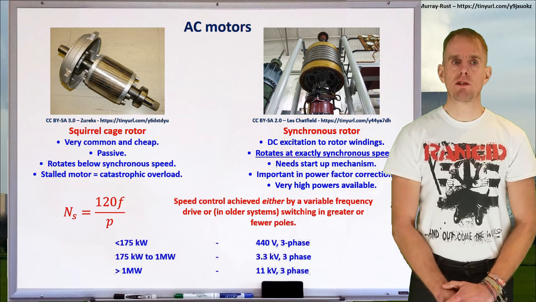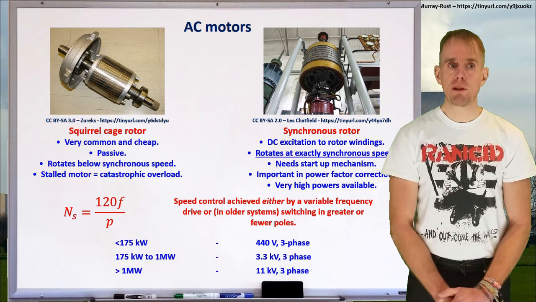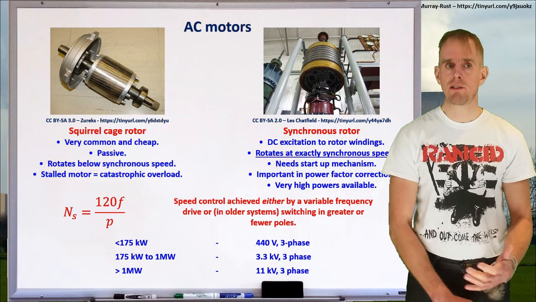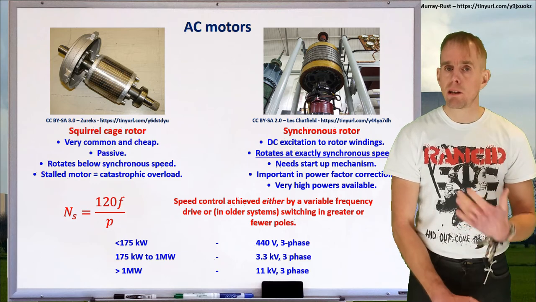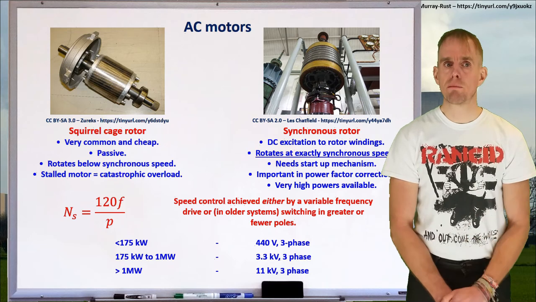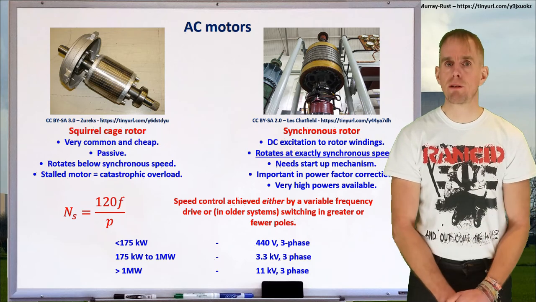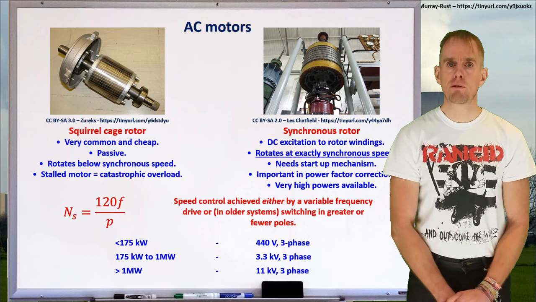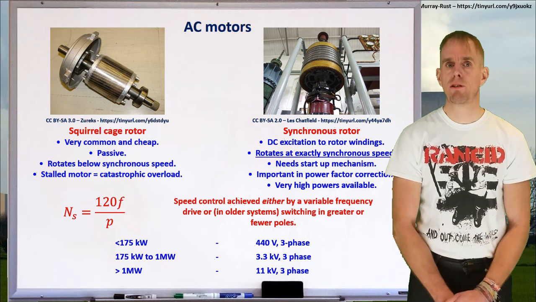In terms of supply voltages, here's some rough rules of thumb for you. If you've got a motor of less than 175 kilowatts, that'll be a 440 volt three-phase system. 175 kilowatts to a megawatt, you're looking at a 3.3 kilovolt three-phase system. And if motor power is greater than a megawatt, you're looking at 11 kilovolts three-phase.